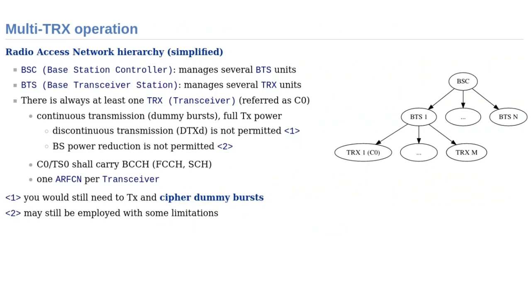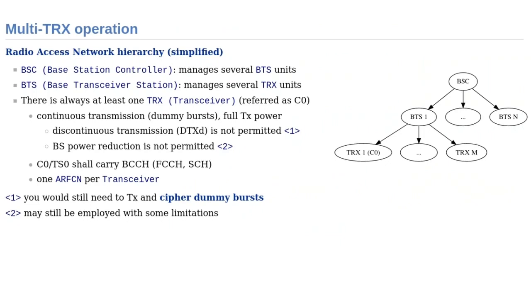So that's it. And the first time slot is always BCCH, where you have the special bursts for frequency synchronization and for time synchronization. And the general rule is that you have one frequency, or one absolute radio frequency channel, per transceiver.